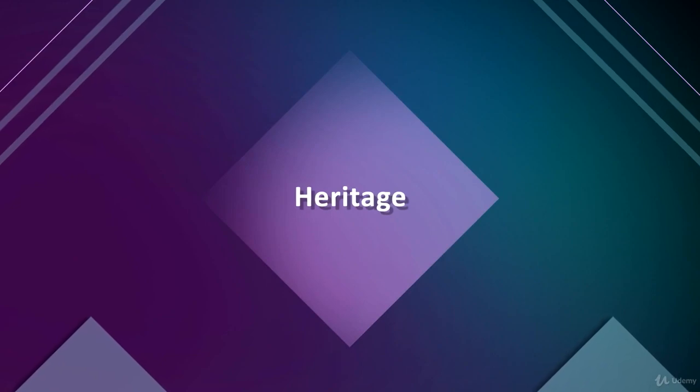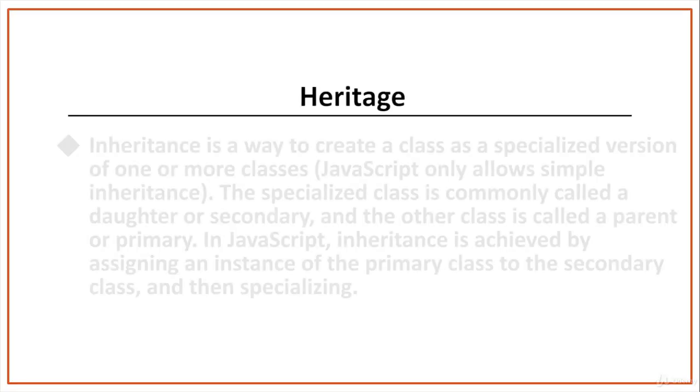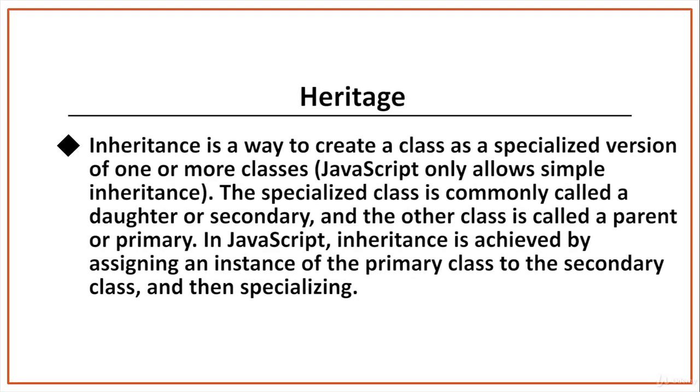Now inheritance. Inheritance is a way to create a class as a specialized version of one or more classes. JavaScript only allows simple inheritance, and this specialized class is commonly called a child or secondary, and the other class is called a parent or a primary. In JavaScript, inheritance is achieved by assigning an instance of the primary class to the secondary class, and then specializing.